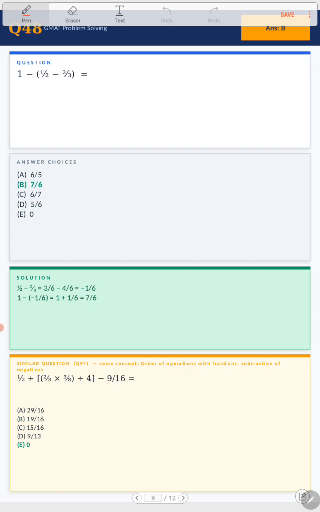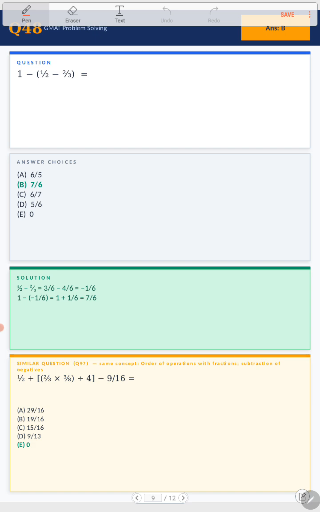1 minus half minus 2 over 3. Okay, so the solution is already provided here. I hope this is a very easy solution to follow. So how do you want to do this? If you are following this solution, what happened here is: 1 minus half minus 2 over 3. So 1 minus half is half. What of 1 minus 2 over 3?